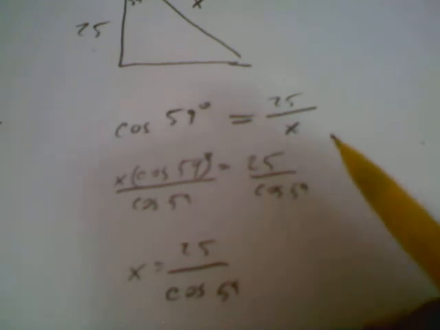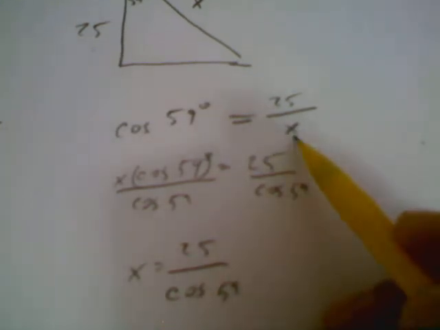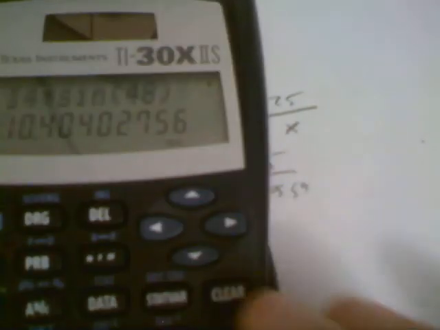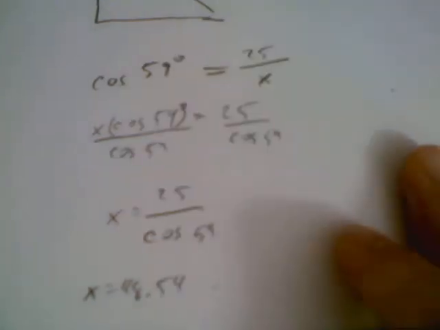We just switch them. So if we're trying to solve for something in the denominator, we just switch it with the trigonometric ratio. And then, again, type it into the calculator. 25 divided by cosine 59, and it'll give us 48.54. So x equals 48.54.